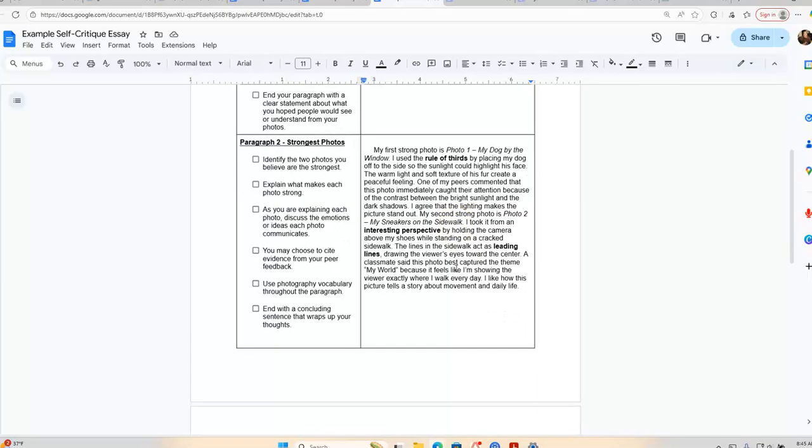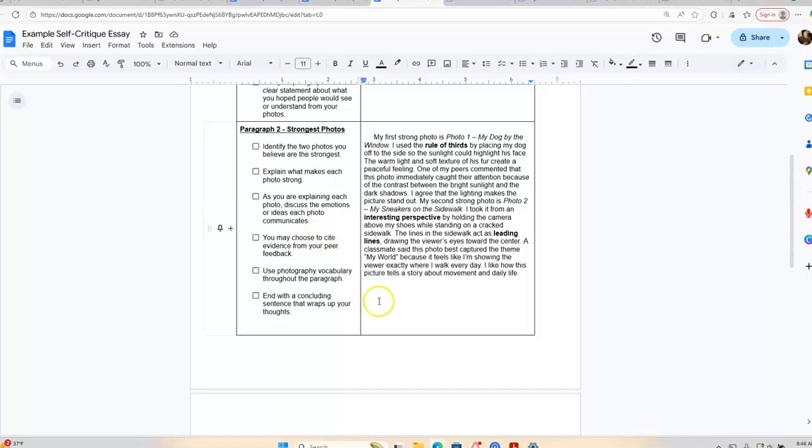After your introduction paragraph, you're going to move into your paragraph that identifies your 2 strongest photos. So step number 1, again, is going to be to choose out of your 5 photos which 2 you think are the strongest. And keep in mind, you'll be able to pull from your peers' feedback, what they said about your photos, but you're also going to be able to pull from your own personal opinion. Give me an explanation for what you feel makes those 2 photos your strongest photos. And as you're giving me that explanation, talk about the things like the emotions or the ideas that you were trying to communicate in your photo.